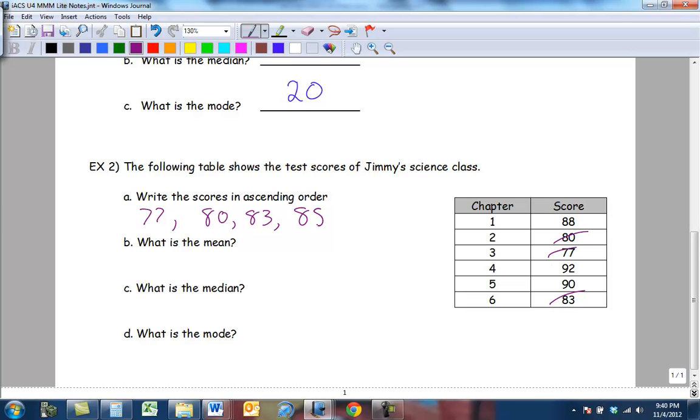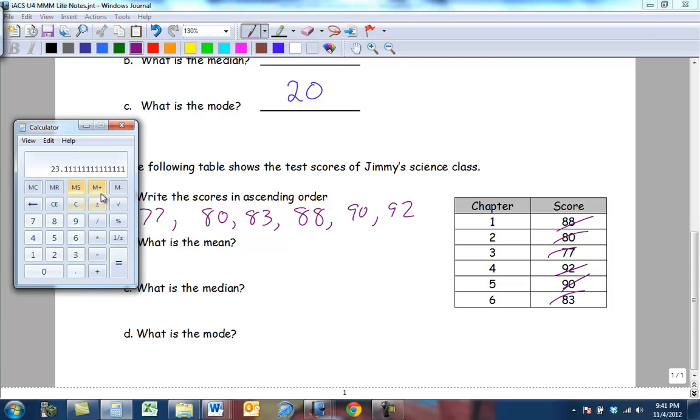I have to make sure I got the right ones though. 83, 88, 90, and 92. 88, 90, 92. Good. Got them all. That should be the ascending order. The mean. This is the average. So this is where you add them all up.